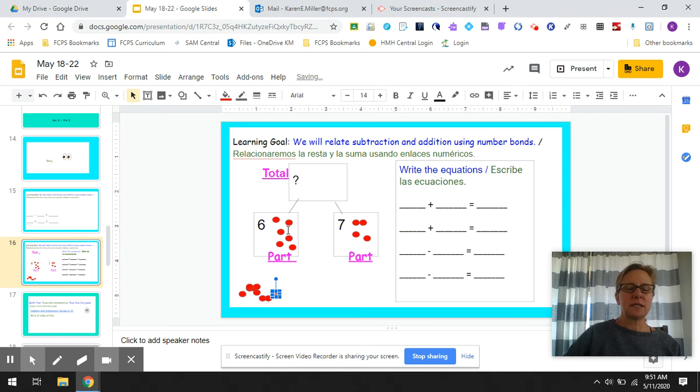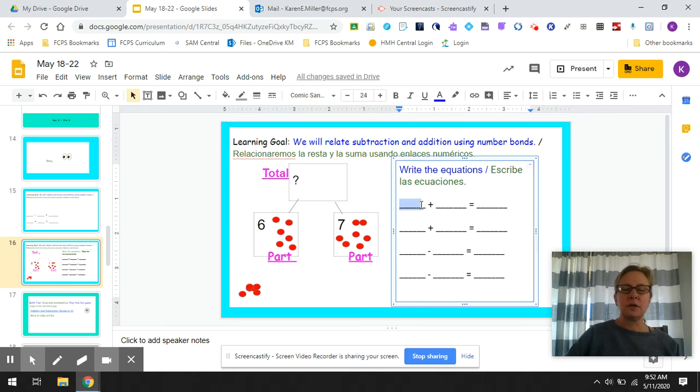Now I have 6 counters in this part and 7 over here. 1, 2, 3, 4. I must add a little bit more. 5, 6, 7. I can put the 2 parts together to get the total. Remember, the order of the addends doesn't matter.